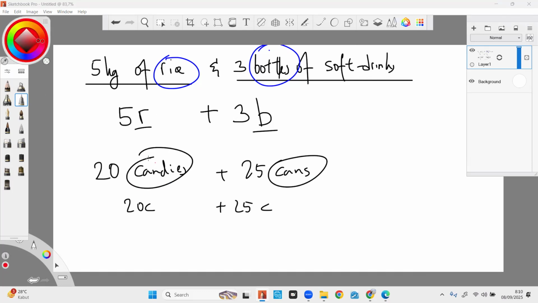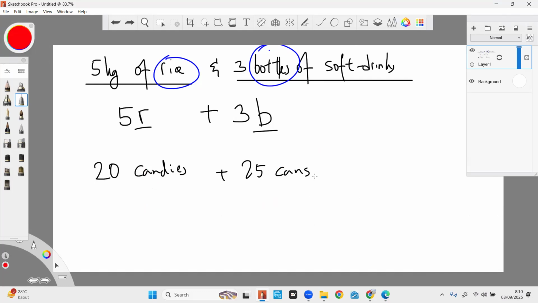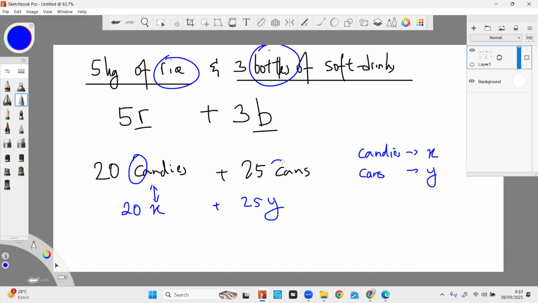You cannot just take the first letter and write it down. No, it's not the way you do it. The proper way is to find another variable. The safest way, or safest letters or variables, is to use X and Y. So you make the model, you name it first. I treat candies as amount X, the price of each candy. And for example, the price of a can is Y dollars. Make sense for you? So you cannot just put the first letter.